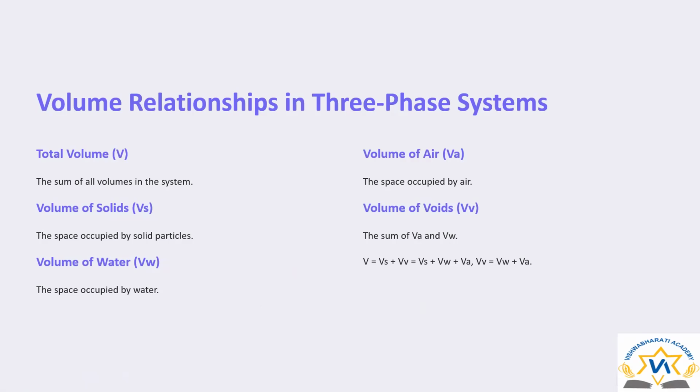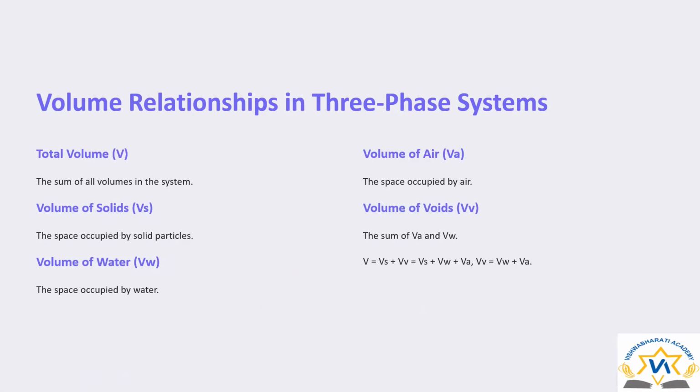Next, the volume of water is the space occupied by the water. Then the volume of air is the space occupied by the air. It means the total volume is the sum of all the solid, liquid and air present in the container. It is called the total volume of this three-phase system.